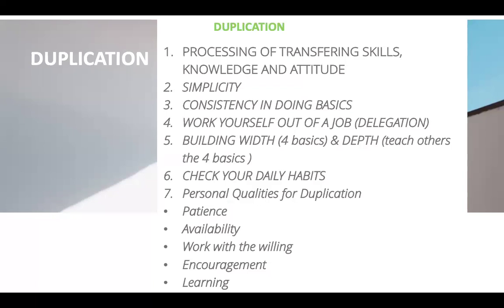Then number 5, two things you need to build for duplication to occur. One is width, and number 2 is depth. What does that mean? Width means the people you introduce directly under you to join the business. For example, if this month you introduced 3 people in the business, we say you've gone 3 wide. But you haven't really sponsored these people until you help them sponsor their own team members. That is now called building depth.